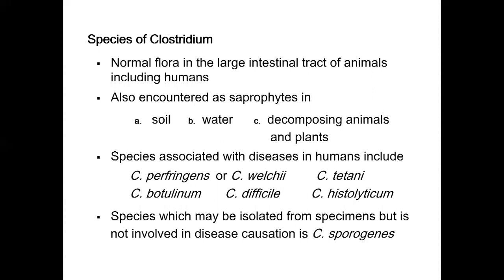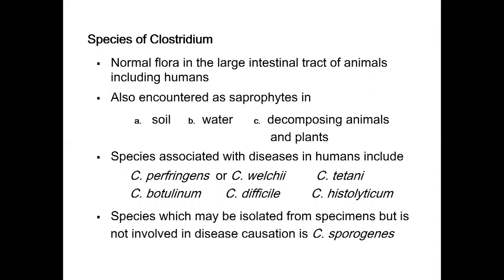Now that is the genus in general. And when you come to the species, they occur as normal flora, again, in the intestinal tract. And they're also in the environment, like what we have said for the strict anaerobes. It could be found in the soil, in water, in decomposing animals and plants. They contribute quite a bit in the decomposition of these animals. Now, the species of Clostridium are many, and many of them can be associated with human disease.